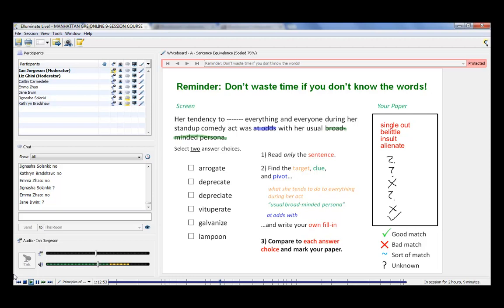What am I going to do? Am I going to spend a long time thinking about these? Right, I'm going to pick lampoon for sure, but I have to pick two. What am I picking? I got a vote for vituperate. Anybody got a vote for arrogate or deprecate?